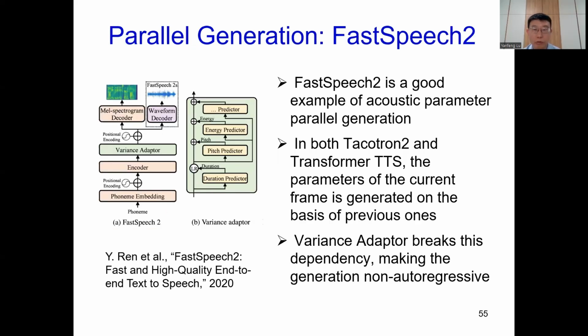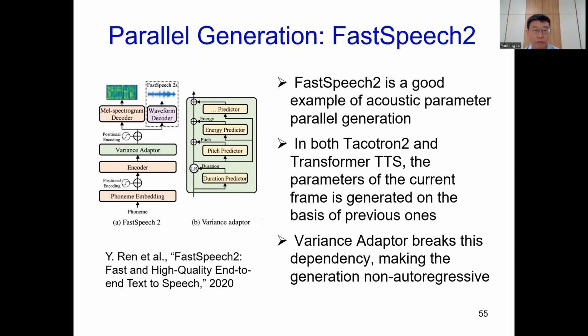A way of improving the generation speed is to do parallel generation. The acoustic models we just talked about, Tacotron 2 and the Transformer, both have the disadvantage of autoregressiveness, which means we have to generate samples one by one, and the current sample has dependency on previous samples. So in order to do parallel generation, you have to break this dependency. So that's the major task of this FastSpeech approach.